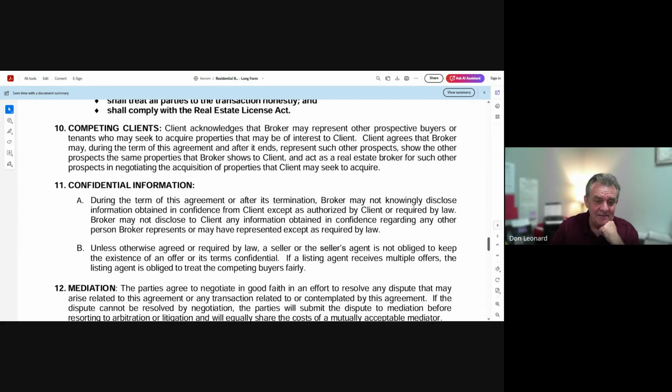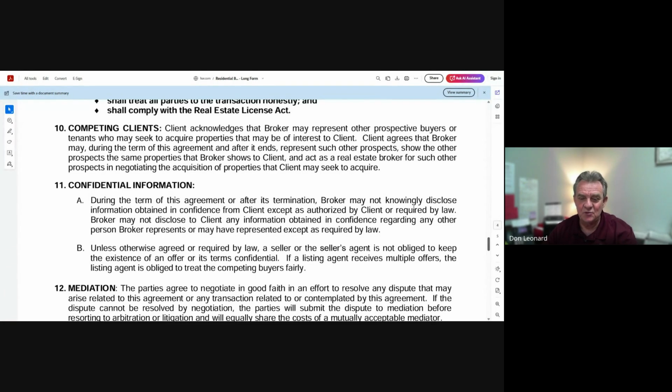Well, there's a place that talks about how the terms of your offer may not be kept confidential, and that really comes down to what the seller allows. You see it under 11B: unless otherwise agreed to or required by law, a seller or seller's agent is not obliged to keep the existence of an offer or its terms confidential.